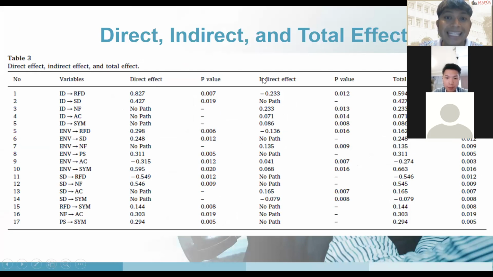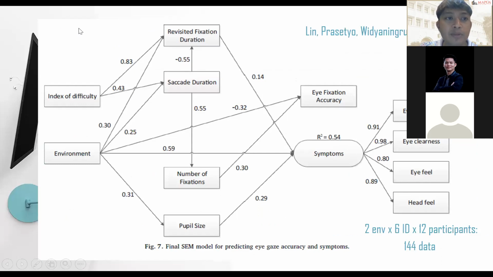Oh, this one also: we can see the direct, indirect, and total effect. This is what we call the mediator. For example, this one, index of difficulty to the symptoms. Is there a direct effect? No. But is there an effect of index of difficulty on the symptoms? Yes. From here, from here, then it goes to this one, like water. It can reach there. Later on, you can see how big the effect is. But of course, if it is not direct, usually the effect is smaller than the direct one.